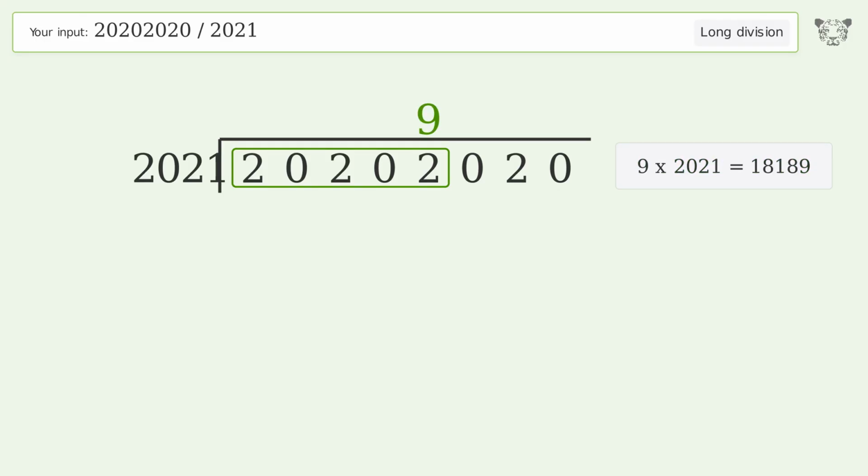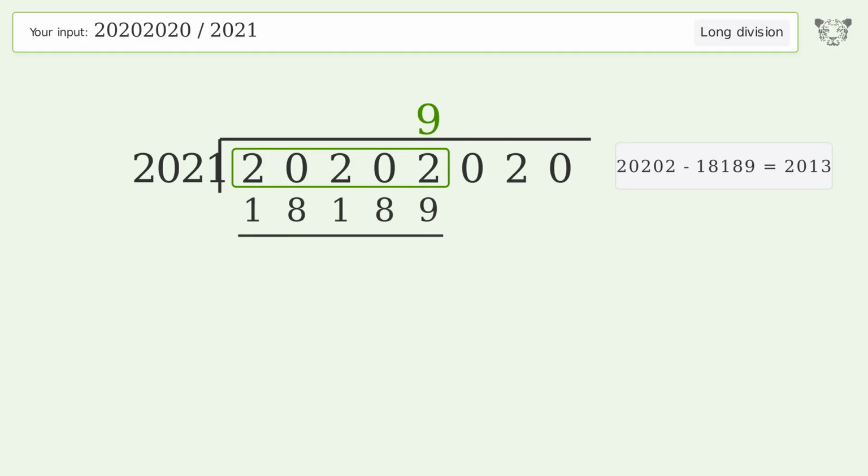9 times 2021 equals 18,189. 20,202 minus 18,189 equals 2013. Bring down 0, making 20,130.